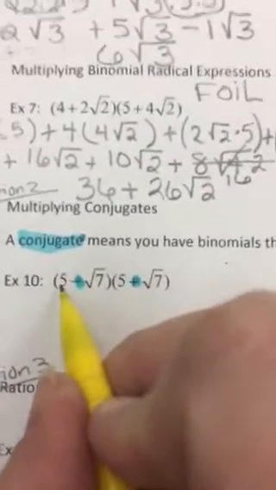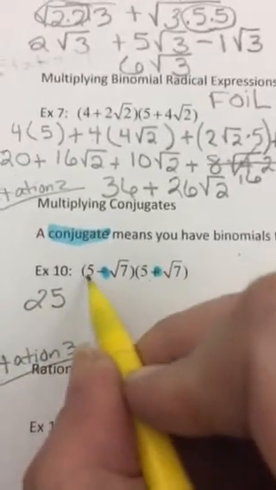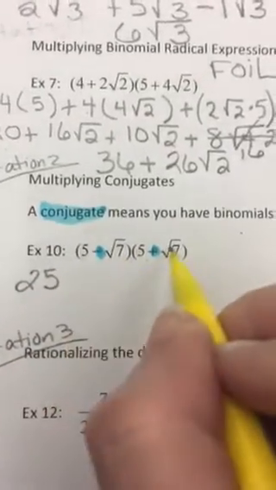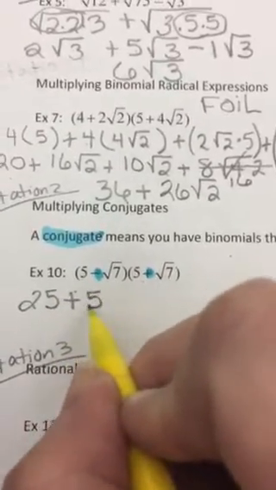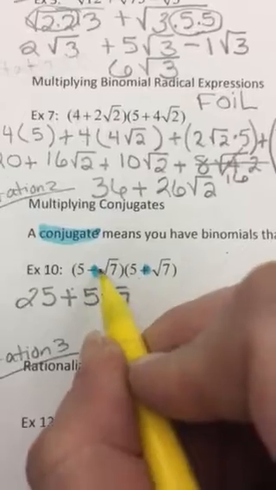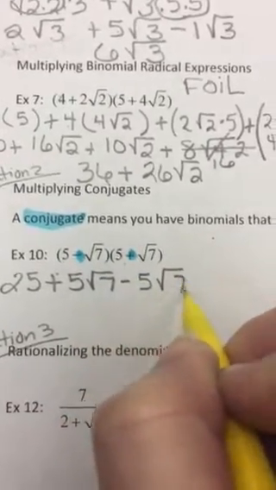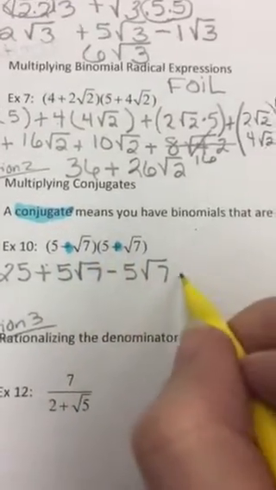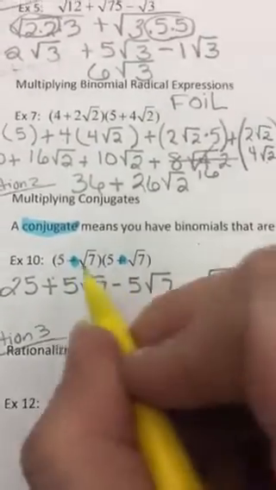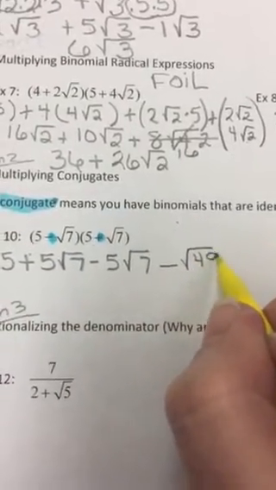All right, so I'm going to FOIL. 5 times 5, I got 25. And then when I do my outside, I'm going to have 5 plus 5 square root of 7. And then when I do my inside, I'm going to have a minus 5 square root of 7. And then when I do my last term, negative, positive, negative, and then square root of 7 times the square root of 7 is the square root of 49.